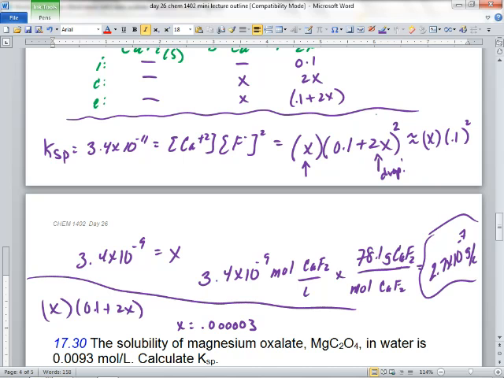What about if we can't drop the x? If you have 10 to the negative 4, this whole thing equals 10 to the negative 4. We've done that. You can't drop anything. Now you have a quadratic equation. You have to get it in the form ax squared plus bx plus c equals 0, and substitute into the quadratic formula.